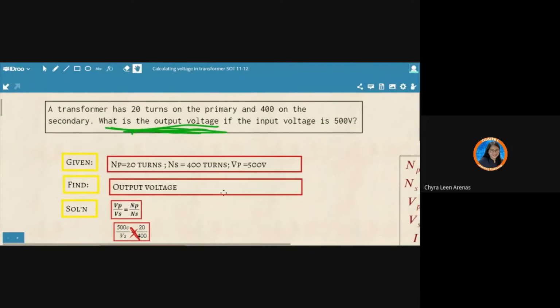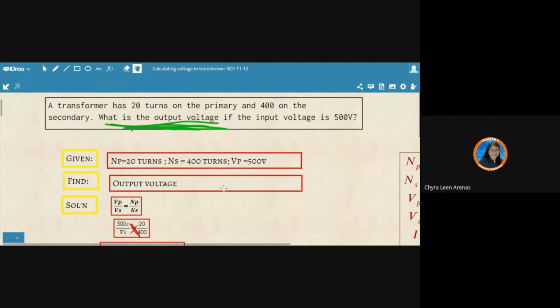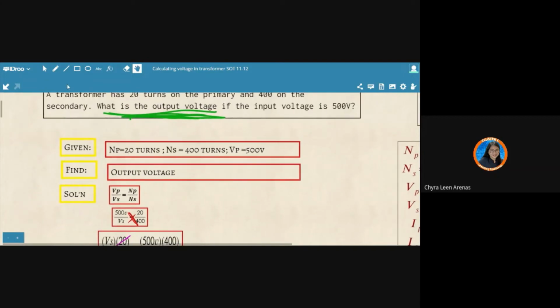So we substitute the following. VP stands for the voltage in the primary, which is 500. VS is the one thing that we have to find. NP, or number of turns in the primary, is 20 turns, and our number of turns in the secondary is 400 turns.